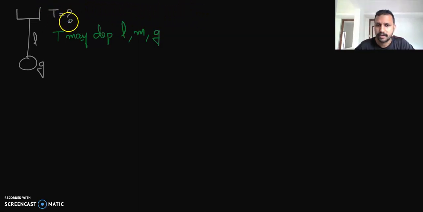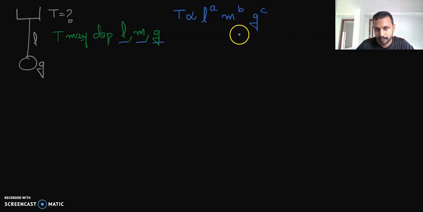On solving this problem, what we have to write is the quantity whose equation is to be derived. It is the time period, therefore we'll write T proportional to, depending on which all factors. It may depend on length, mass, and acceleration due to gravity. Therefore, T proportional to L raised to A, M raised to B, G raised to C. What are A, B and C?